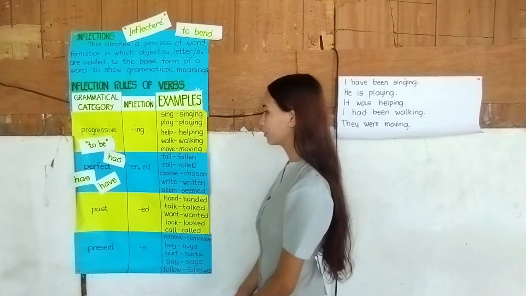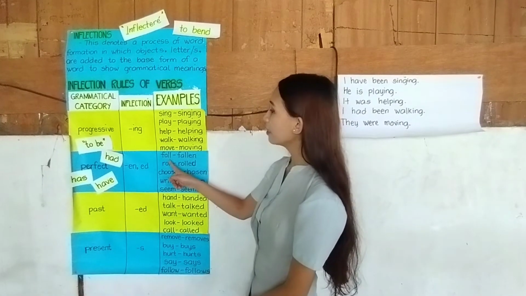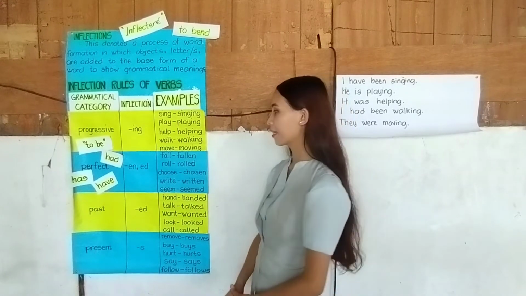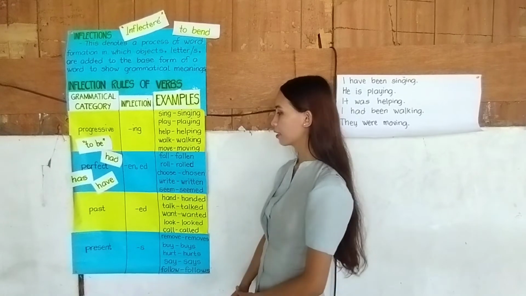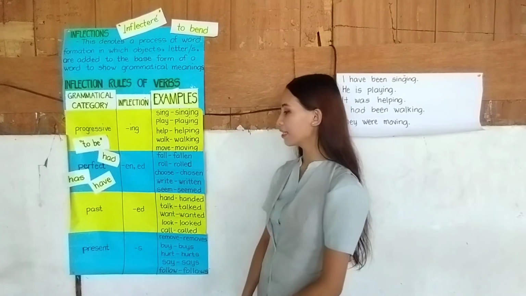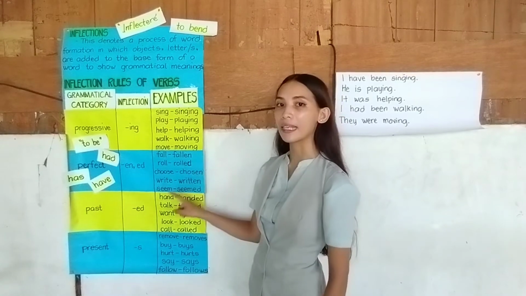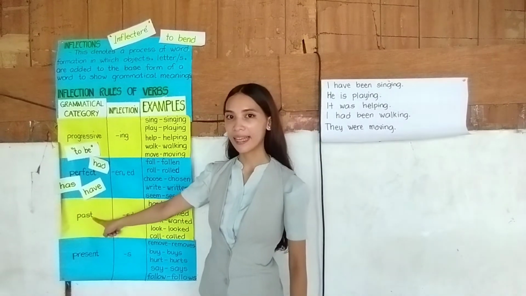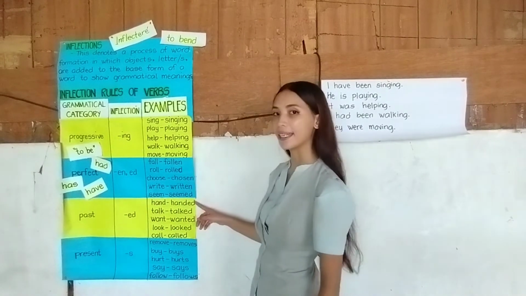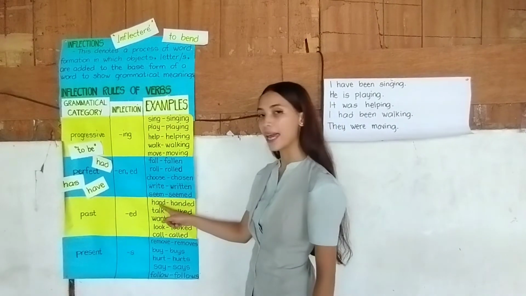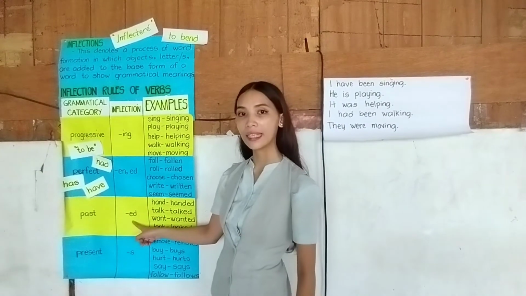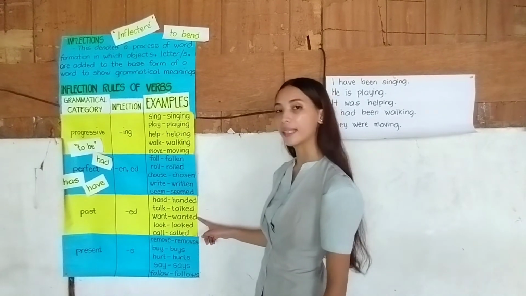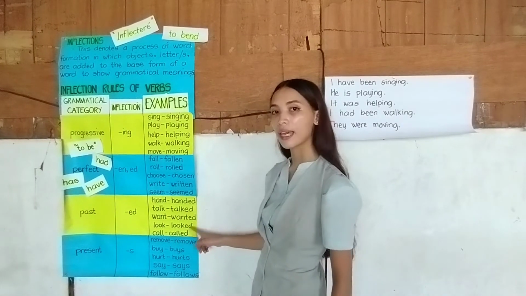For example, the verb fall, inflected with en, comes to fallen. Then roll into rolled, choose into chosen, write into written, and seem into seemed. The ed indicates the past tense. Like for example, the word handed. It is made up of the stem hand and the inflection of ed. And then talk into talked, want into wanted, look into looked, and call into called.